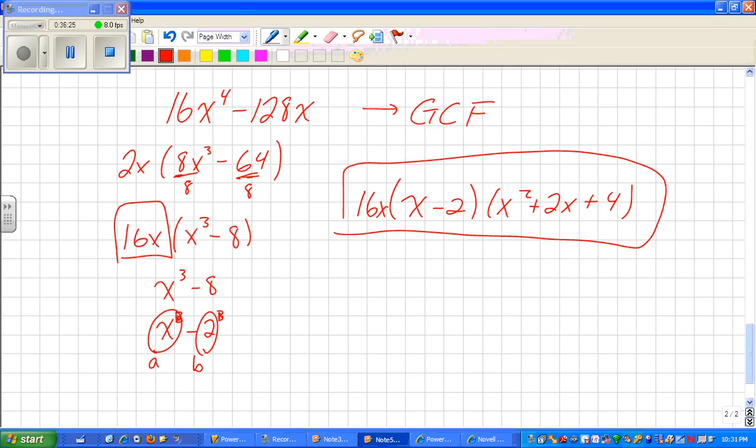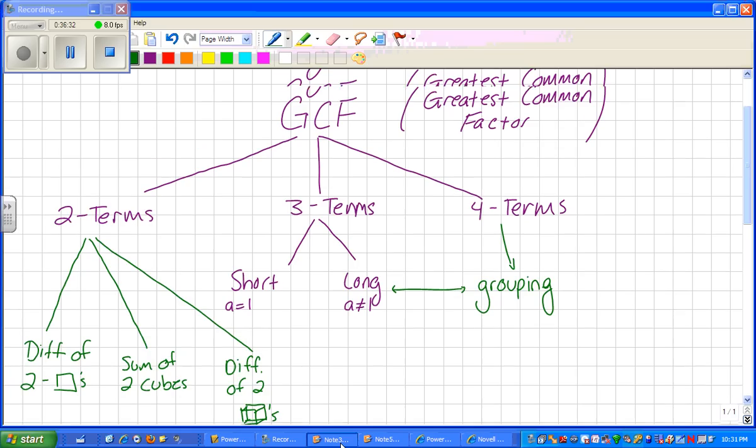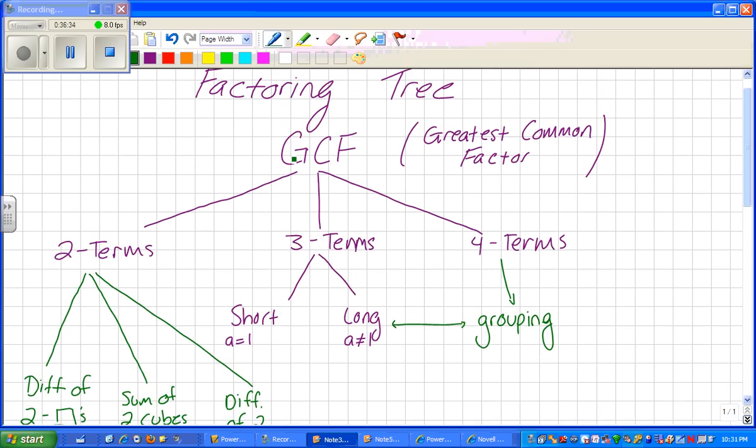Okay, so I know this is going to take a while. Give it a try. Follow this table. So when we come back to this, follow this order. Start with the GCF, and then from there, see if it's 2 terms, maybe it's one of these: the difference of 2 squares, the sum of 2 cubes, or the difference of 2 cubes. If it's 3 terms, it's either going to be the short or the long method. And if it's 4 terms, you're going to use grouping.